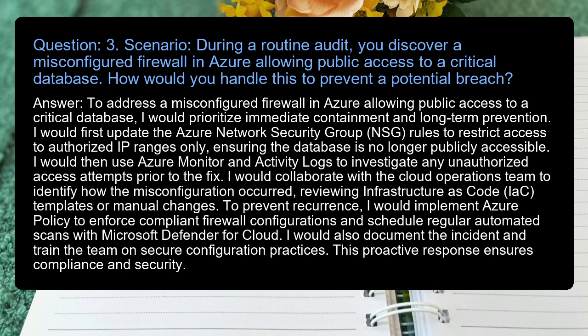I would then use Azure Monitor and activity logs to investigate any unauthorized access attempts prior to the fix. I would collaborate with the Cloud Operations team to identify how the misconfiguration occurred, reviewing infrastructure as code, IaC, templates or manual changes. To prevent recurrence, I would implement Azure Policy to enforce compliant firewall configurations and schedule regular automated scans with Microsoft Defender for Cloud. I would also document the incident and train the team on secure configuration practices. This proactive response ensures compliance and security.